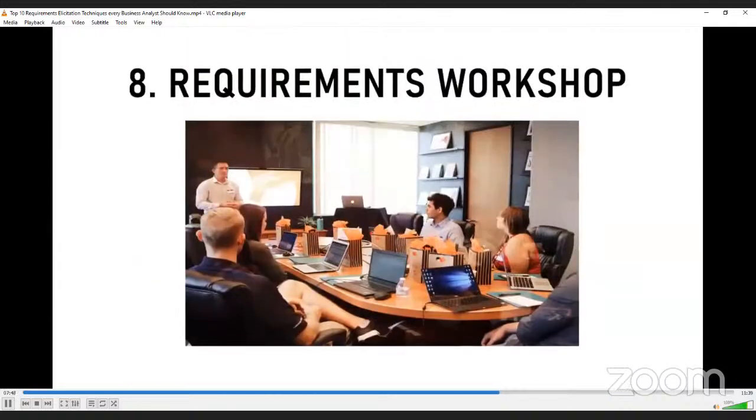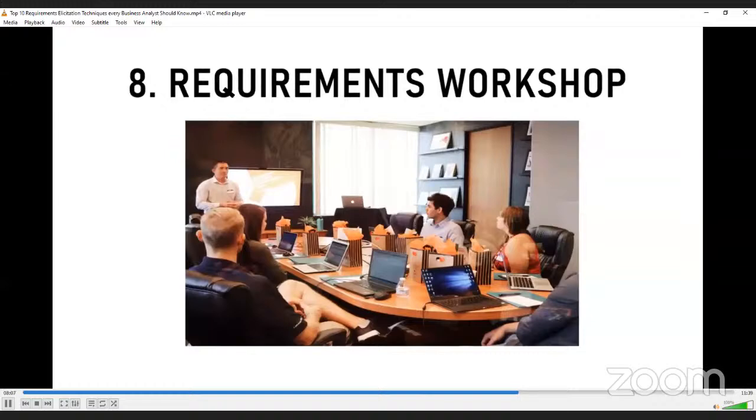Technique number 8, Requirements Workshop. A requirements workshop is a formal option for elicitation. You bring stakeholders and users together to discuss ideas. It is a process driven way to discover, clarify, and consider requirements.